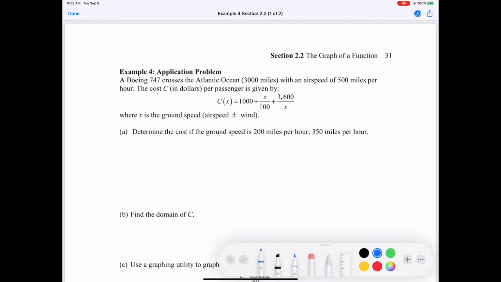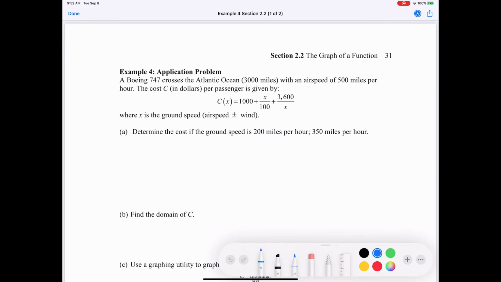Okay, in this video I'm going to show you how to work on this problem. It's an application problem and this is the last example in your section 2.2 reading assignment. A Boeing 747 crosses the Atlantic Ocean with an airspeed of 500 miles per hour. The cost C in dollars per passenger is given by a function here, where x is my independent variable and it represents the ground speed. And C is the cost function.